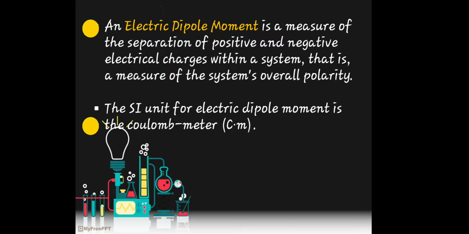As I've said, when we say electric dipole moment, it is about the separation of the two charges. So the electric dipole moment happens in bond polarity. In that case, the element itself will separate both charges, positive and negative. And the SI unit for electric dipole moment is called the coulomb meter. Always remember that the SI unit for electric dipole moment is the coulomb meter.